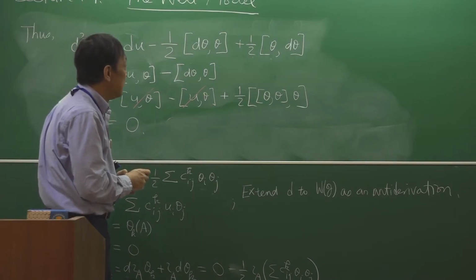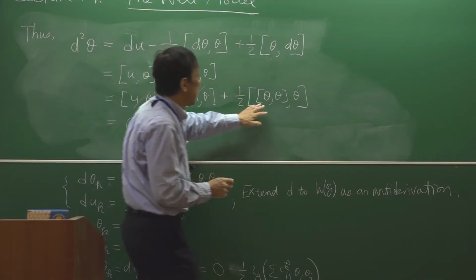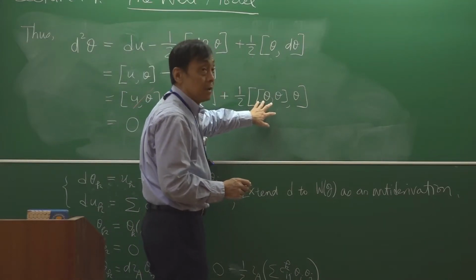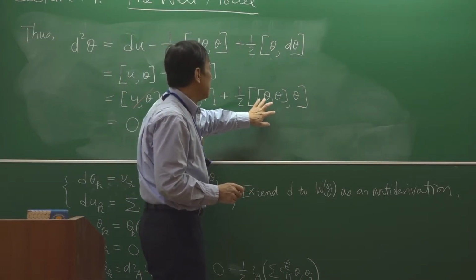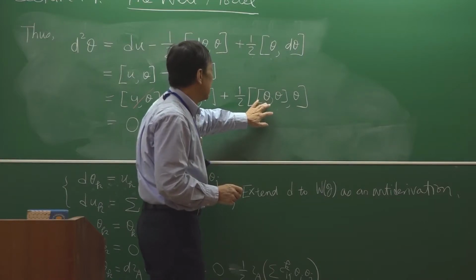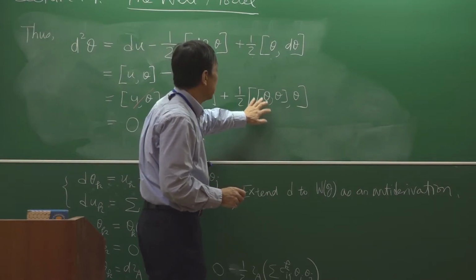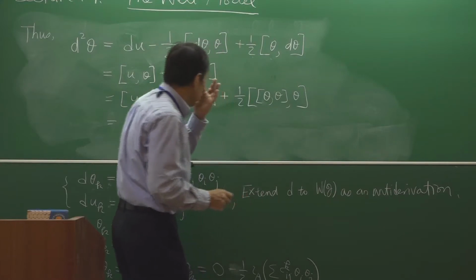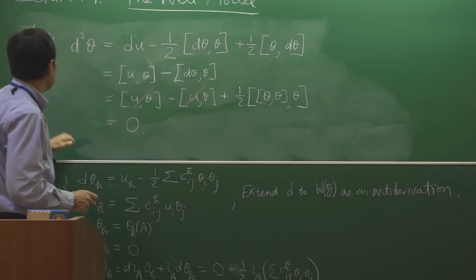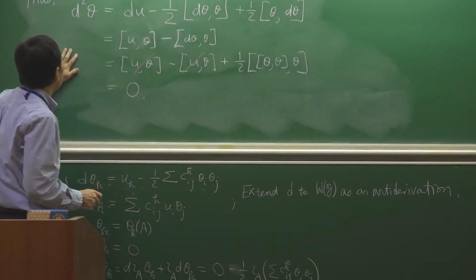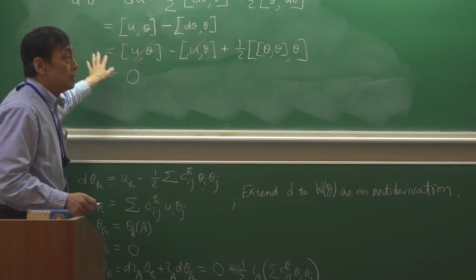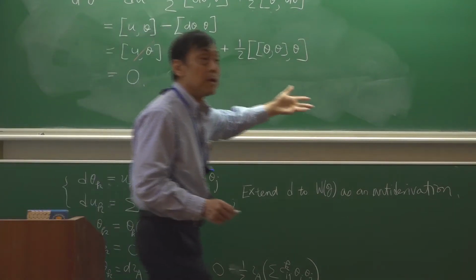Yeah. So that's one of the homework problems. Whenever you have a one form and you take a triple product like that, it's 0. Okay. So this proves that d squared theta is 0.